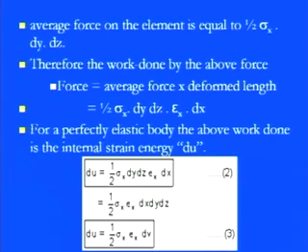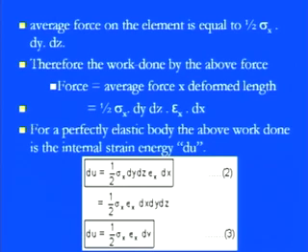So dU is equal to the average force into the deformed length, or we can say half of sigma x into dy into dz. So you see the force, and we have the deformed length, that is epsilon x into dx. By combining those terms, we have half of sigma x epsilon x into the whole unit volume of this element, so we have dx, dy and dz.